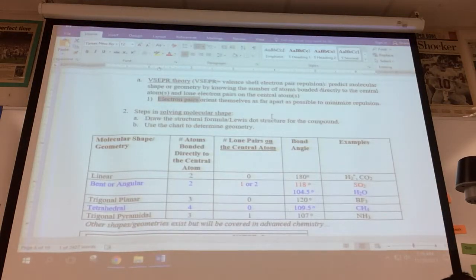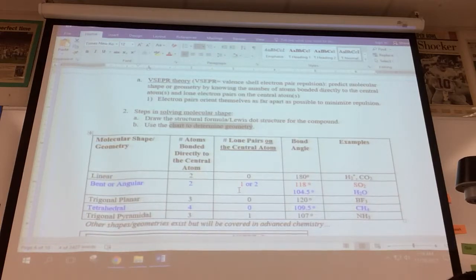When you want to solve molecular shape, your approach is to first draw the structural formula or the Lewis dot structure for the compound. And that's why we went over drawing previously. Now, these drawings are going to be pretty easy. Then you'll use the chart to determine geometry. Now, you'll use the chart initially, but you won't be given the chart for keeps on quizzes and tests.